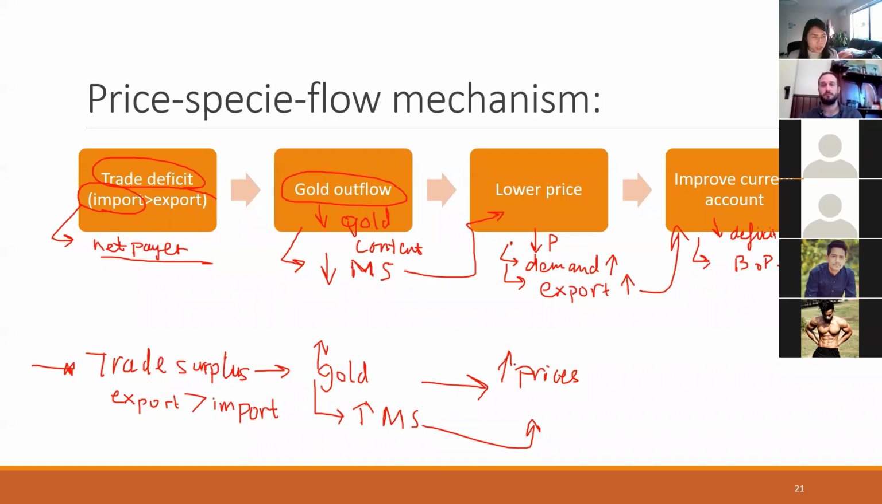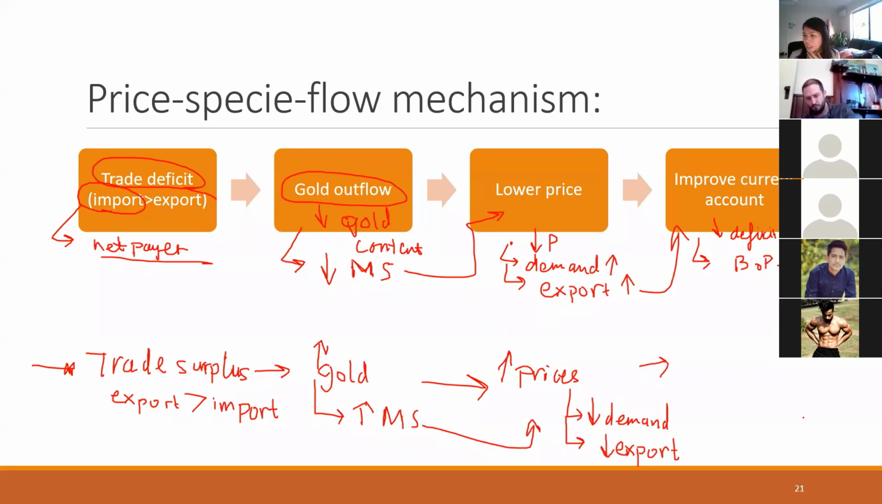So the price level in my economy is going to increase, and that would discourage demand, right? So there will be less demand for my goods and services. As a result, my export decreases relative to import.